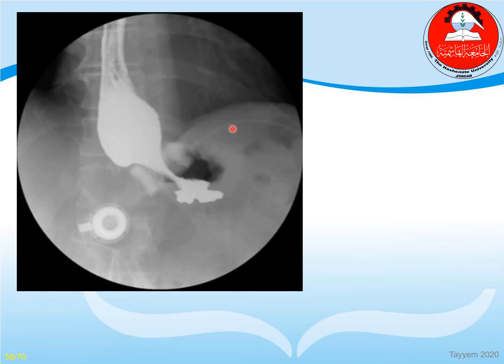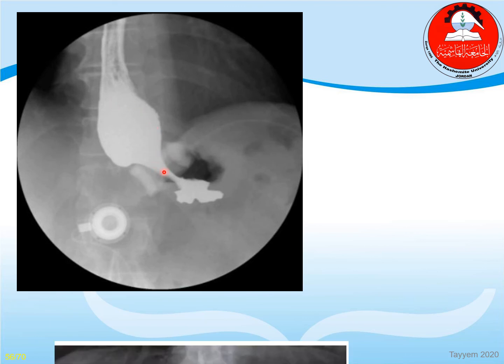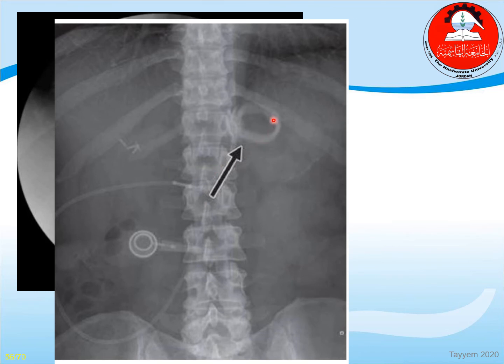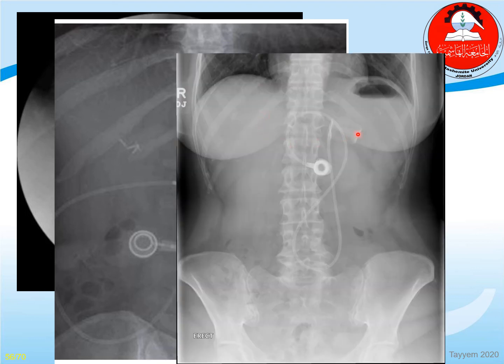Here again is another photo. That's the band here, the gastric band, which is overinflated. But here you can see the position is a bit different. This is the band, and this is what we call the O sign, and here is the band, and you can see that the angle between the spine and the band is obtuse, indicating that there is band slippage.